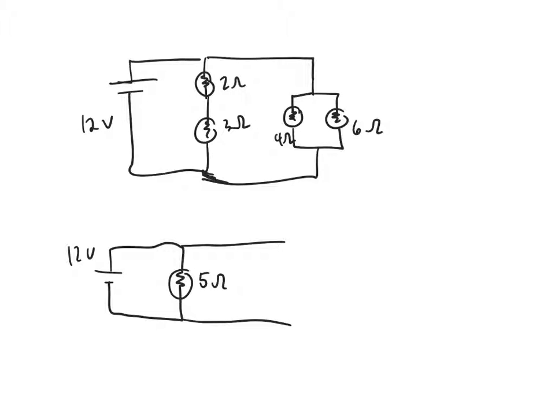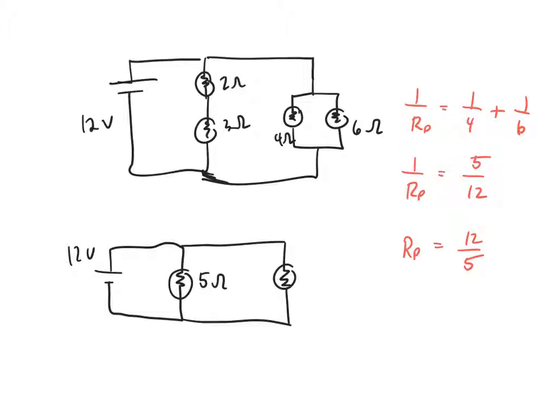So we need to take these upper two here and say 1 over RP equals 1 over 4 plus 1 over 6. What is that going to be? 3 over 12 plus 2 over 12. I'm going to make 12 my common denominator, so 5 over 12. So RP is going to be 12 over 5. So when I draw this resistor in here, its value is 12/5. As a decimal, that's going to be 2.4.